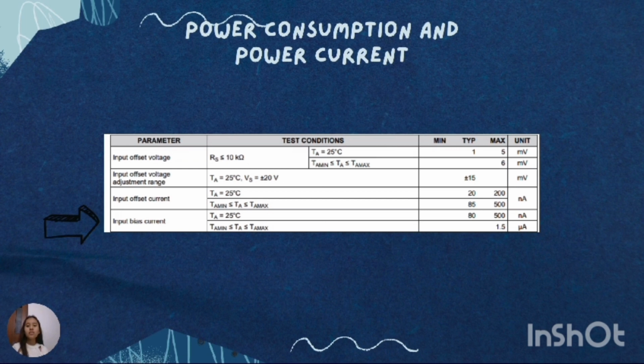Now, in the input bias current, there is a maximum of 500 nanoamps and also a typical 20, and also a maximum of 1.5 microamps by input bias current.